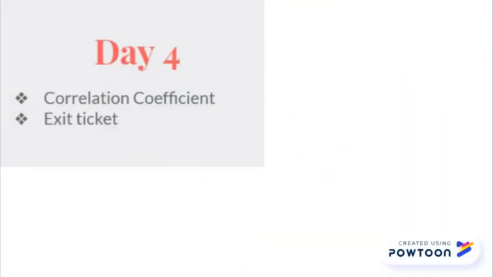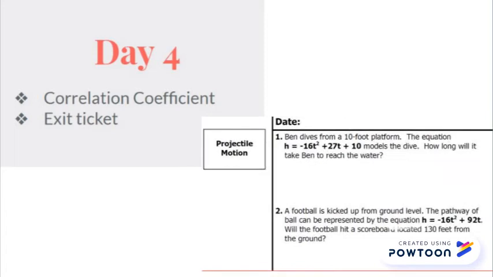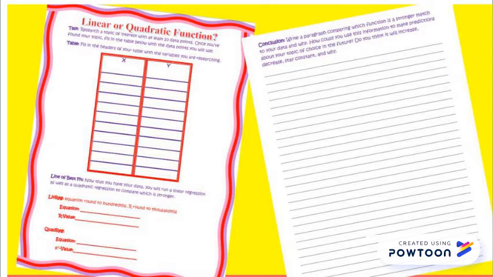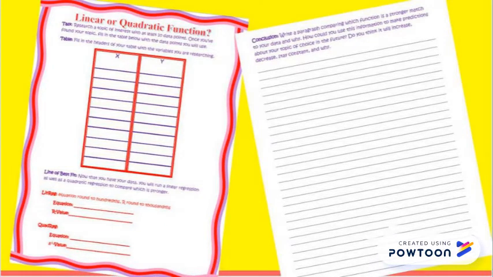Day 4 is where students complete an exit ticket that really allows me to get a great understanding of what my students have learned. For this lesson, students had to research a topic of interest with at least 10 data points. They had to fill in their table and find the correlation coefficient for both a linear regression and quadratic regression. Students had to determine which equation was the best fit. From there, students had to write a paragraph comparing which function they chose and draw a conclusion.